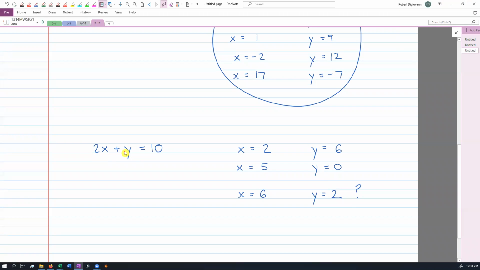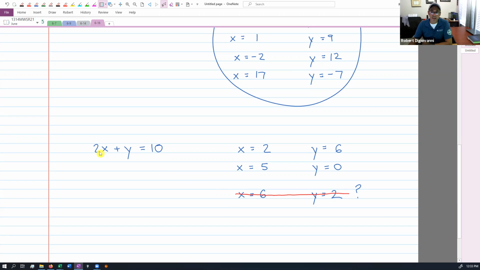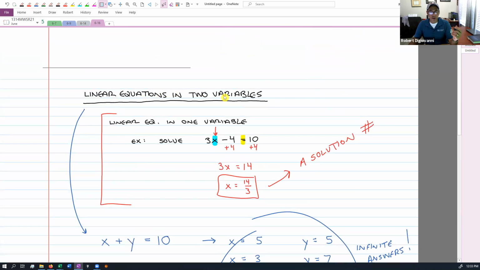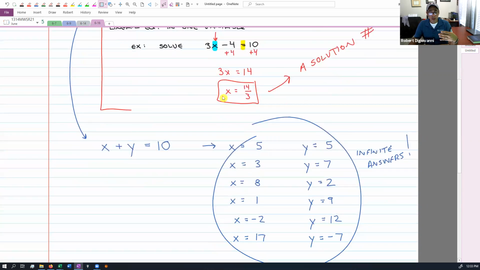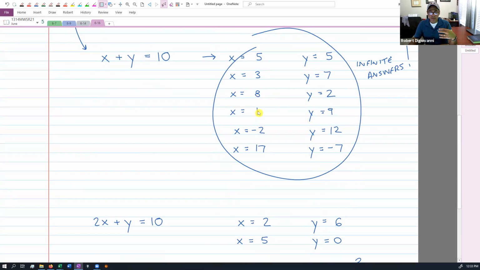Plug it in. No, it wouldn't. It wouldn't because now you have the 2 attached to one of your variables. That's right, the 2 is messing things up. So in general, when it comes to linear equations in 2 variables, your answers for X and Y, the order matters. Whatever X is and whatever Y is, you cannot generally interchange them. You might get lucky in one particular example like this one, but in general, you cannot.